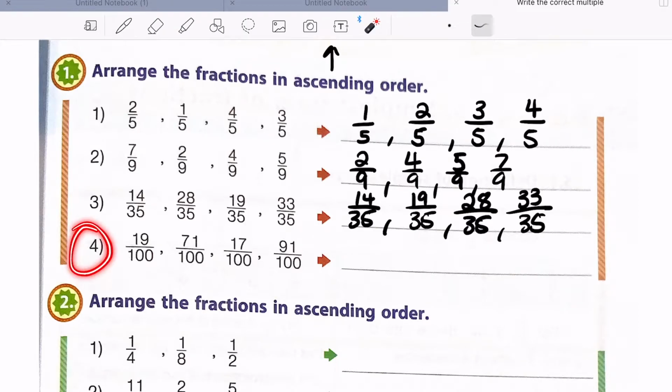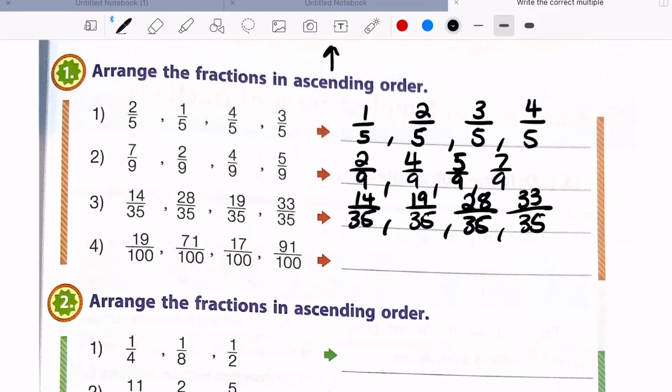Number 4, we see 19/100, 71/100, 17/100, 91/100. So we don't look at the denominator. We're going to look at only the numerator. Which one is the smallest? 19, 71, 17, or 91?